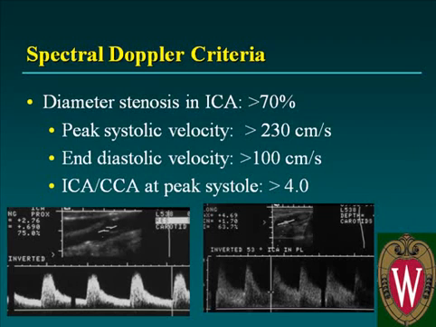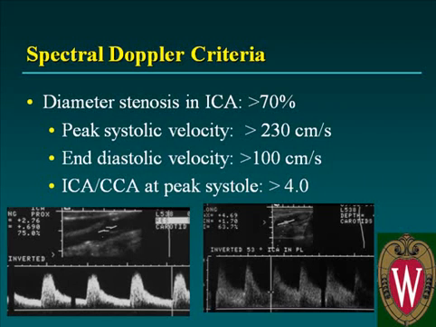Then, diameter stenosis that would be considered in the surgical range or critical stenosis, that is greater than 70%, is identified by peak systolic velocities exceeding 230 centimeters per second and end diastolic velocity exceeding 100 centimeters per second, an ICA-CCA peak systolic ratio that exceeds 4.